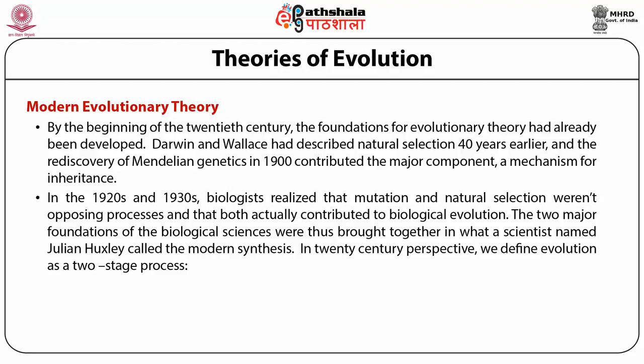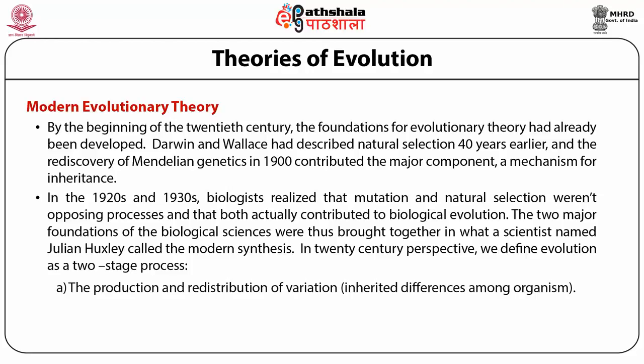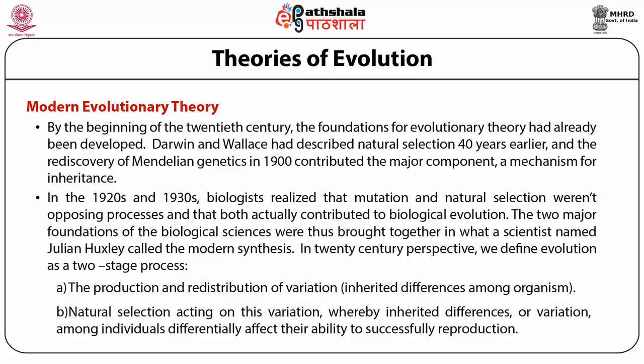The two major foundations of biological sciences were thus brought together in what a scientist named Julian Huxley called the modern synthesis theory. In 20th century perspective, we define evolution as a two-stage process. One, the production and redistribution of variation, that is, inherited differences among organisms, and second, natural selection acting on this variation, whereby inherited differences or variation among individuals differently affect their ability to successfully reproduce.